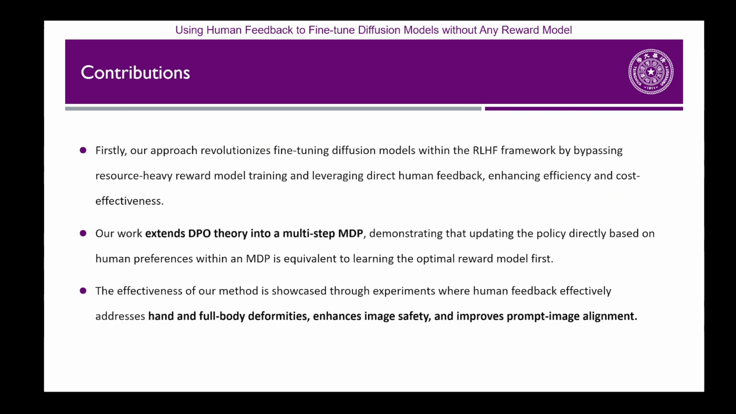Firstly, our approach revolutionizes fine-tuning diffusion models within the RLHF framework by bypassing resource-heavy reward model training and leveraging direct human feedback, enhancing efficiency and cost-effectiveness. Our work extends DPO theory into a multi-step MDP, demonstrating that updating the policy directly based on human preferences within an MDP is equivalent to learning the optimal reward model first.